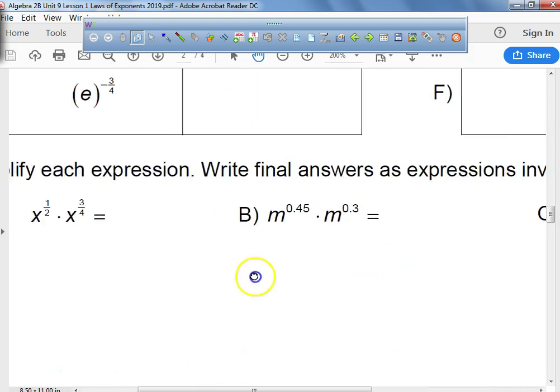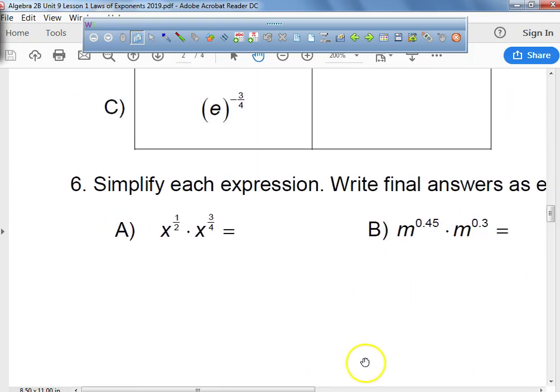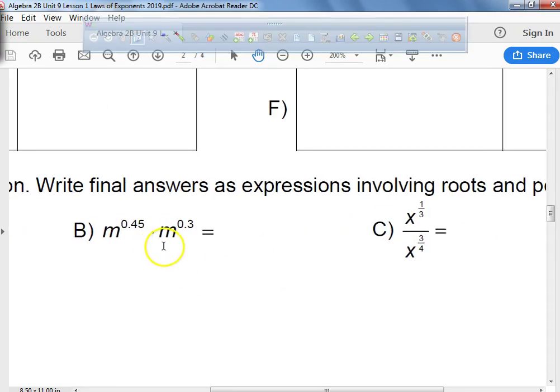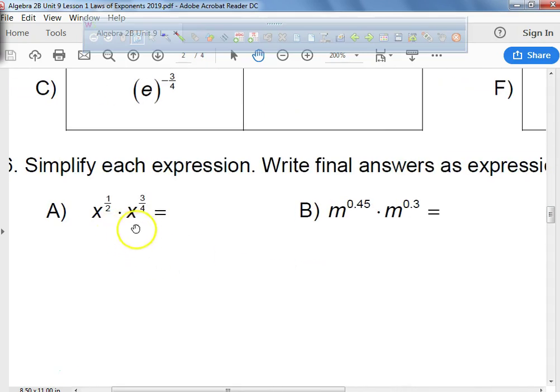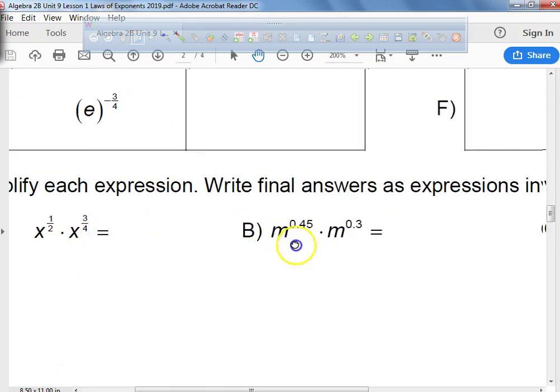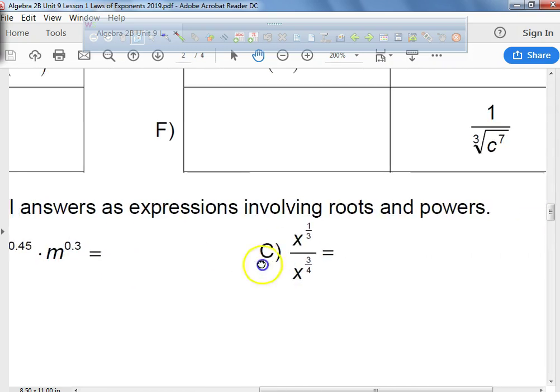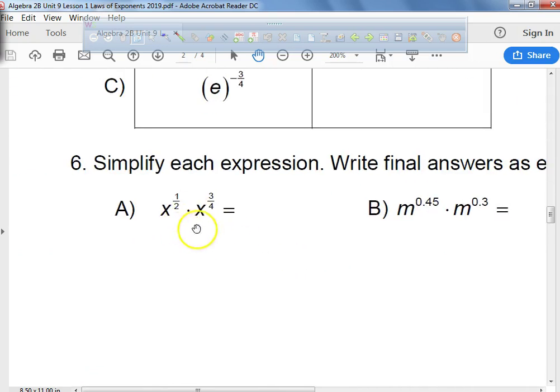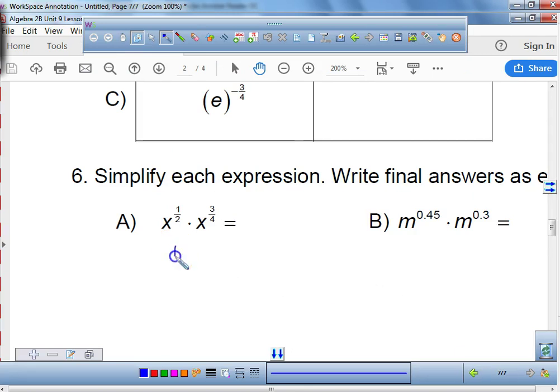Alright, so here we go. Now, this one right here, this property, well, that's quotient. These two are product properties. So what are we allowed to do with these fractions? Add them together, okay? It says we want to write our expressions involving roots and powers. So we're going to change this eventually to a radical. The first thing we're going to do is add them together. So what do we have to add together? 1/2 plus 3/4. That's what we have to do first.